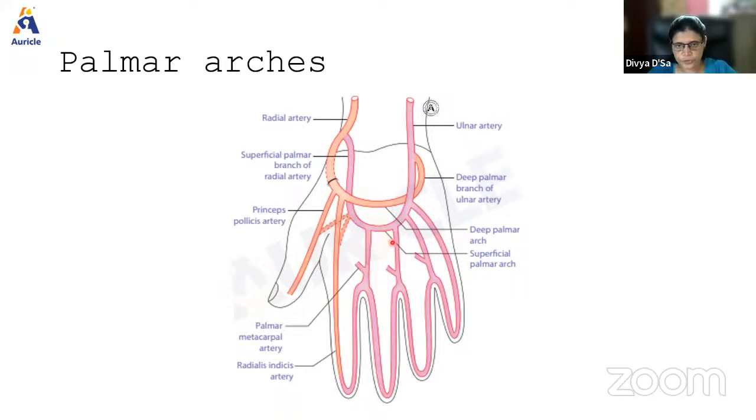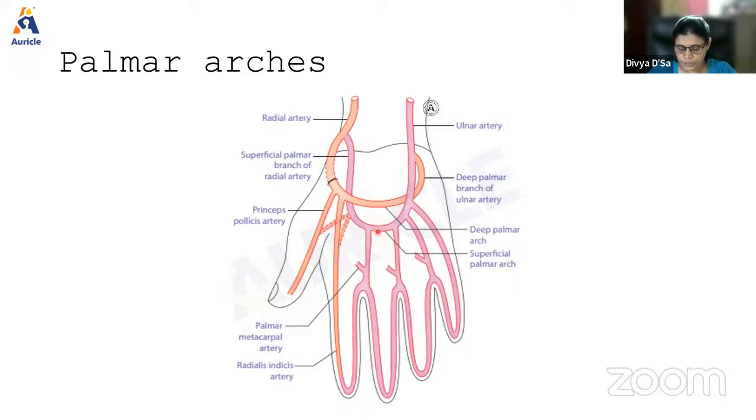Next are the branches. It forms three common palmar digital arteries. These go to the interdigital cleft between the fingers, and each of them divides into two proper digital arteries, which supply the adjacent sides of the fingers. Then it gives one proper digital artery, which runs along the medial side of the little finger. It also gives cutaneous branches to the palm.